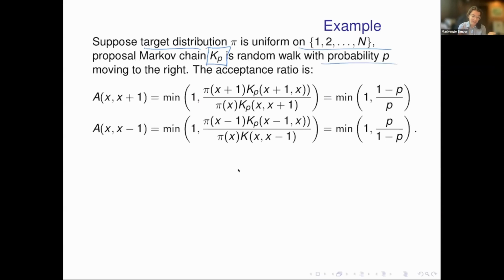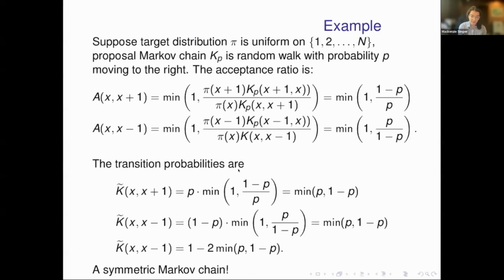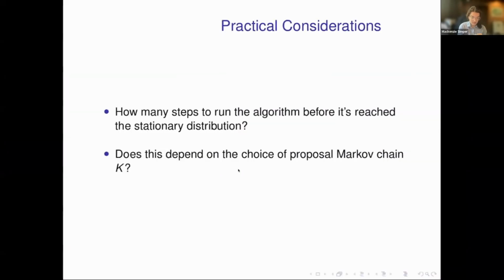And then we're going to change this K_p to give us uniform distribution. I will not go through everything, but it's just simple algebra calculations. And then you get this new Markov chain, which is symmetric and has stationary distribution uniform. So any Markov chain you can change however you'd like. Of course, there are practical considerations for a real problem. Like how many steps do you have to run before it reaches the stationary distribution? And does the number of steps depend on the choice of proposal Markov chain K? Those are difficult questions to answer in practice for a specific example, but things to keep in mind.